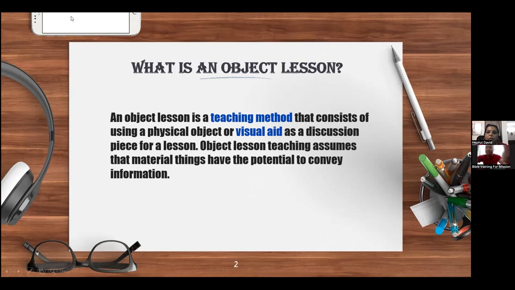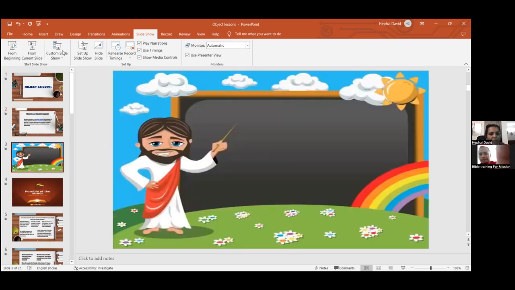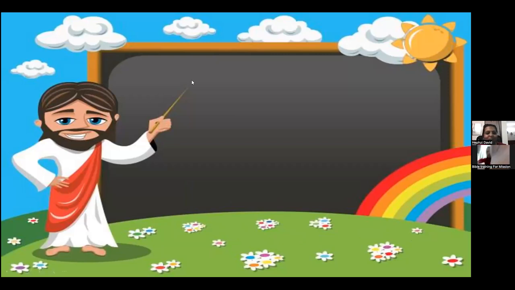So an object lesson is a teaching method that consists of using a physical object or visual aid as a discussion piece for a lesson. Object lesson teaching assumes that material things have the potential to convey the information. What we see, the mind is able to retain faster and for a longer period when we visualize something. And this method was used by Jesus Christ himself to teach.